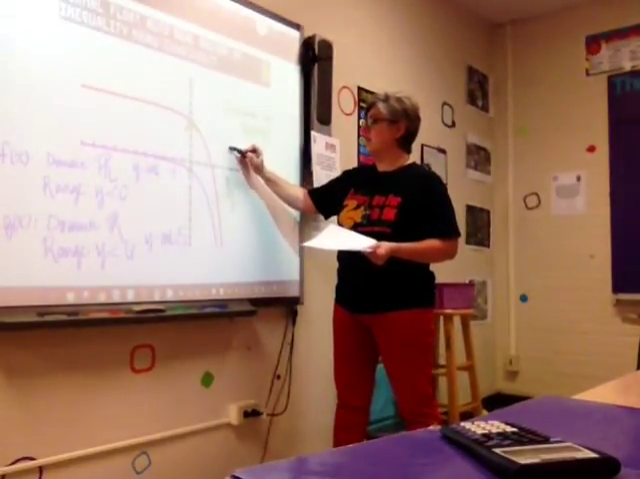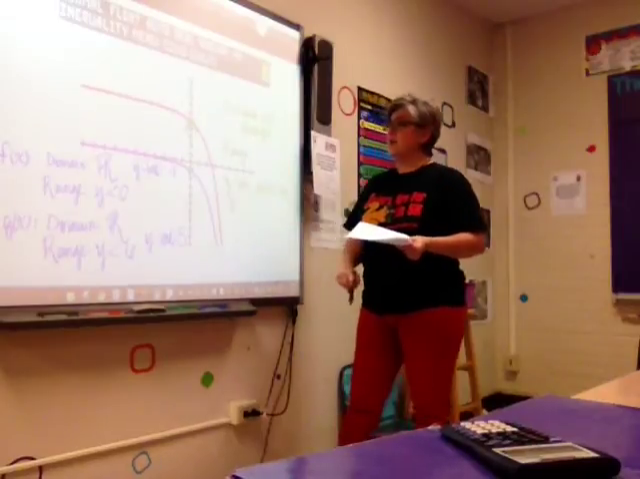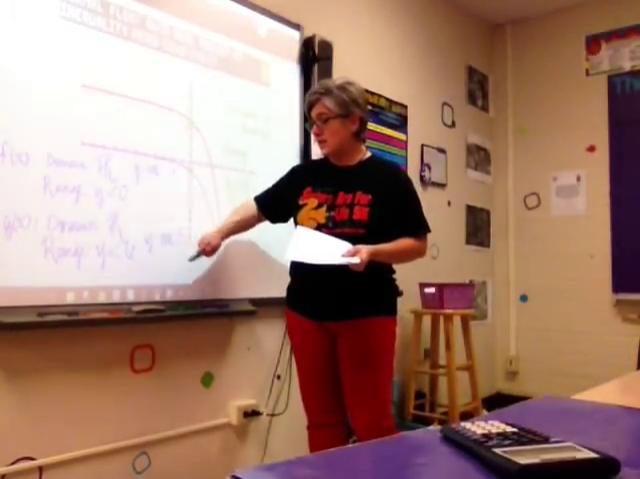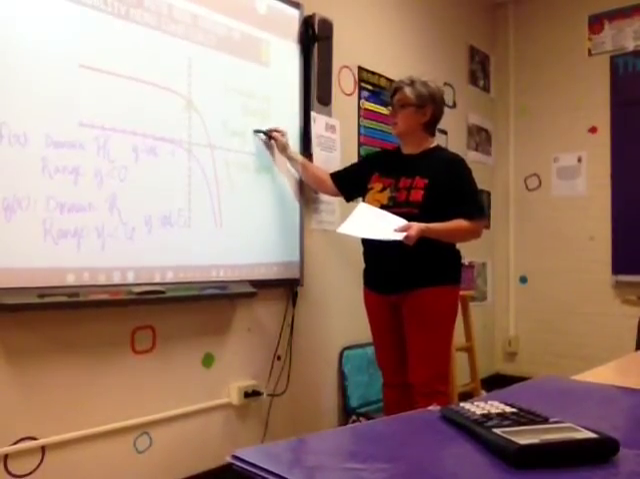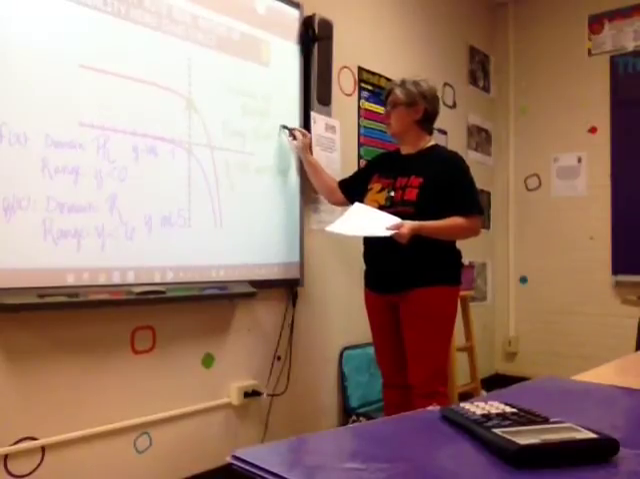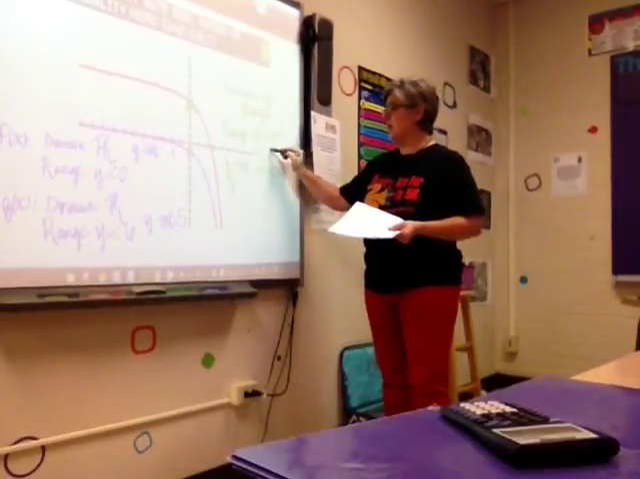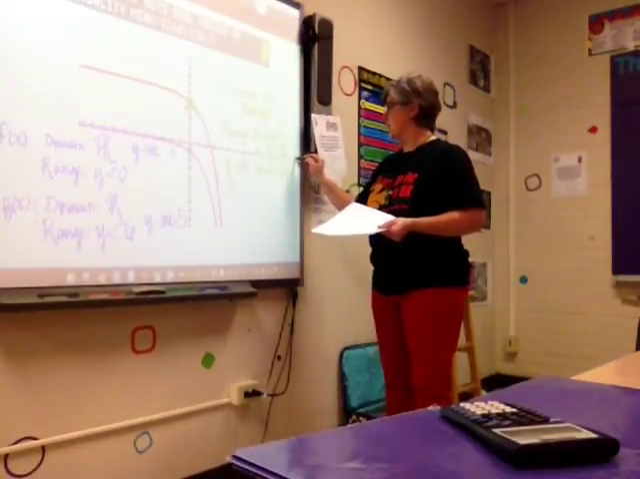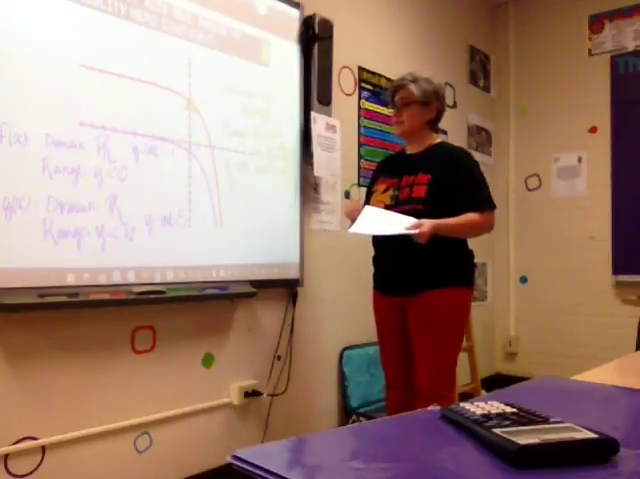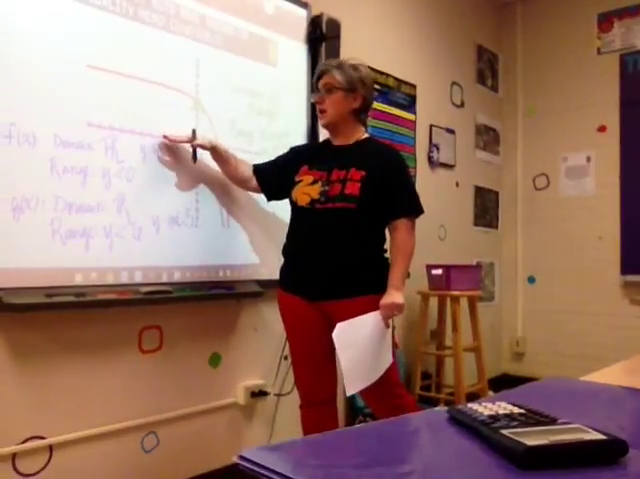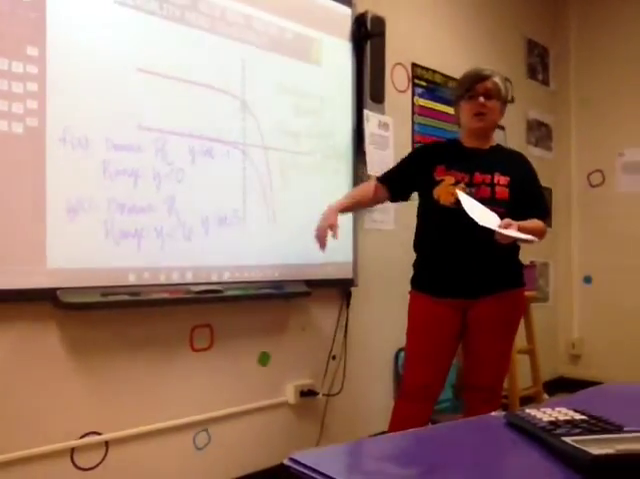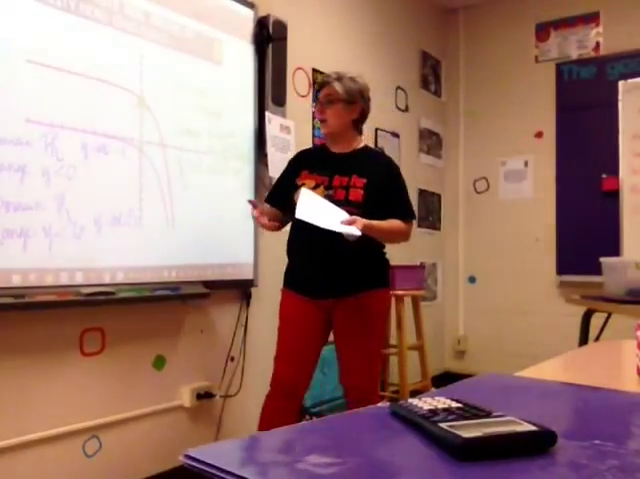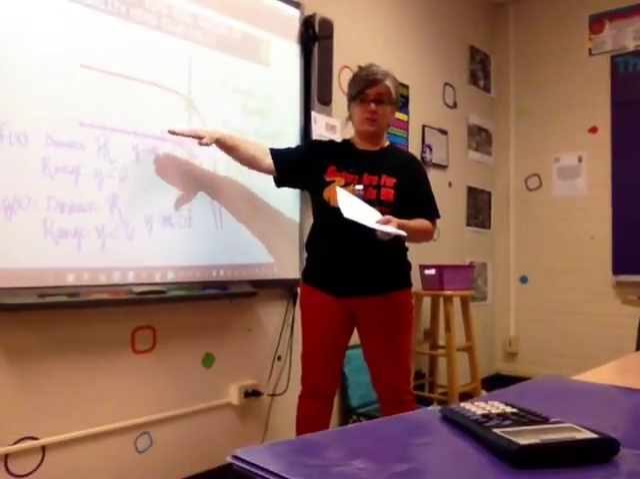The range, though, was changed. The range was y is less than 0, and it became y is less than 6. The range changed by being translated up 6. Since all of the values were translated up 6, the range was as well. So the y values now can go all the way up to 6 instead of just to 0.